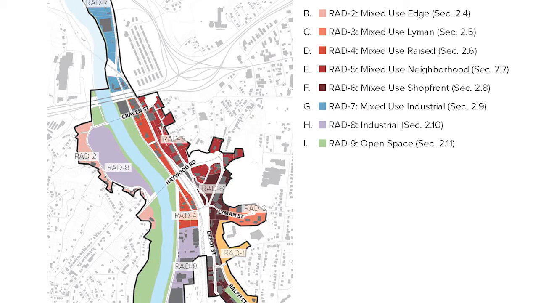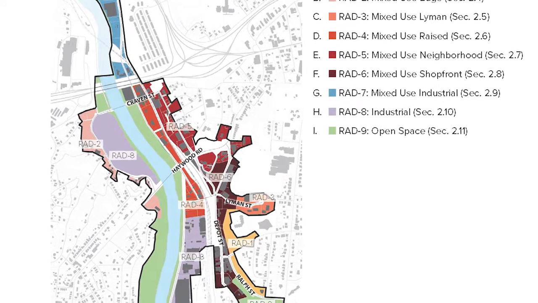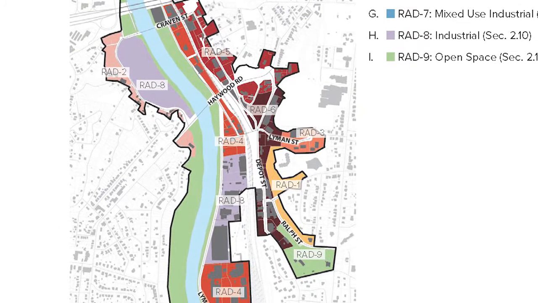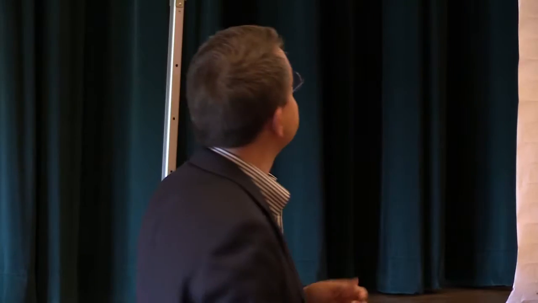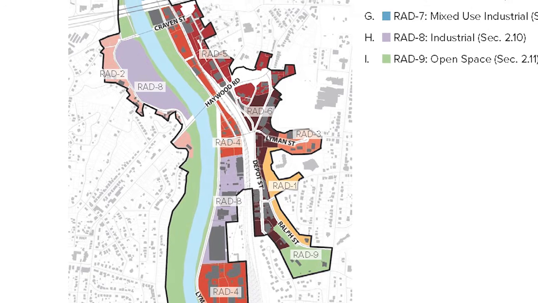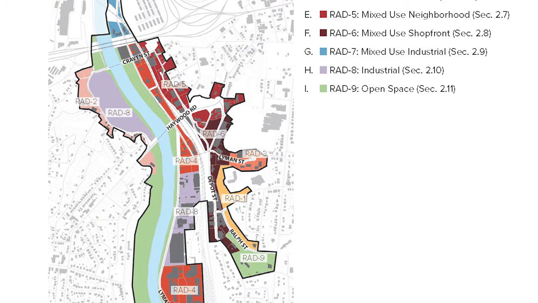The next one, RAD 6, is called Mixed Use Shopfront. The Mixed Use Shopfront is the area including RAD Lofts and going down along Depot Street. The Mixed Use Shopfront is focused on a little bit more of a retail experience, and so there's more windows required on the buildings along that area so that you can see what's going on inside, because that's what really creates a good retail experience. So that's kind of the retail core of the entire area.